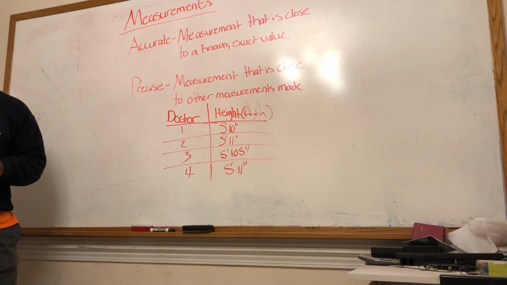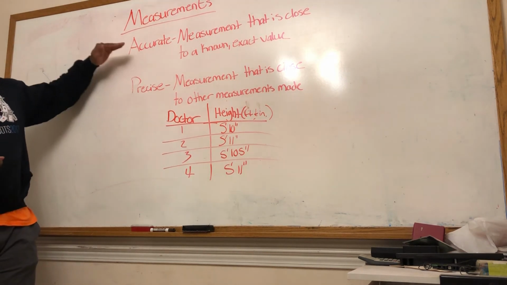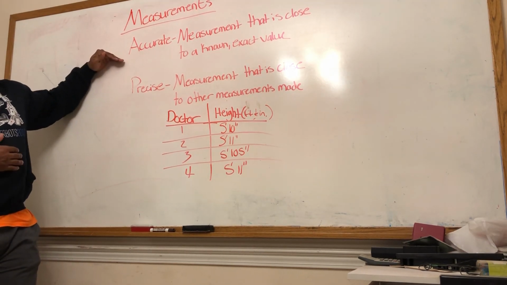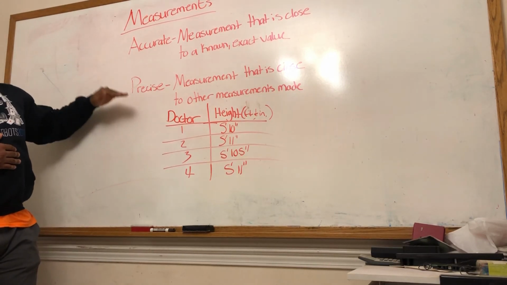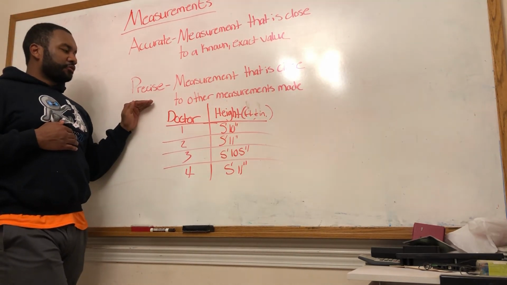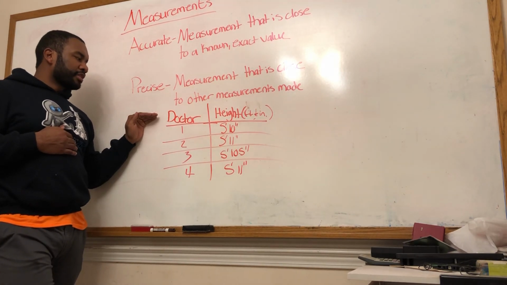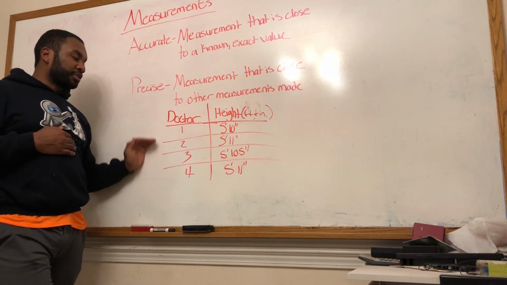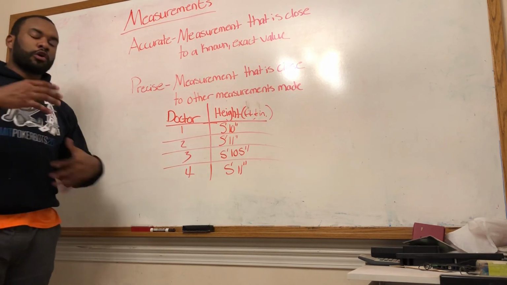So, for this experiment, you say the known value is 5'10" and 3/4. One doctor said I'm 5'11". Cool, that's accurate. Precise for this scenario, the 4 doctors gave values that were all close to each other.